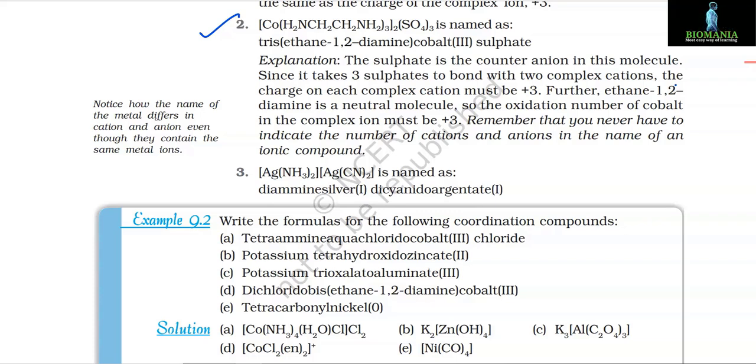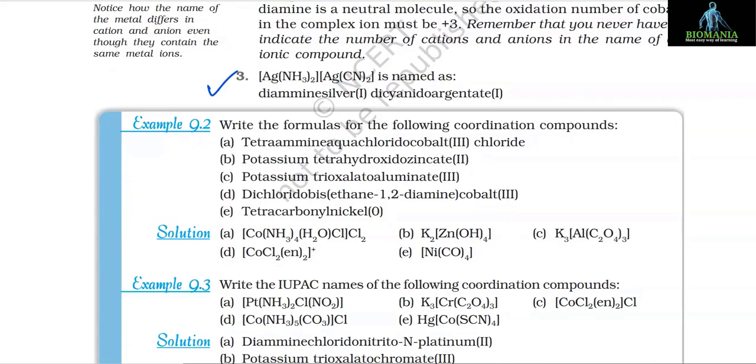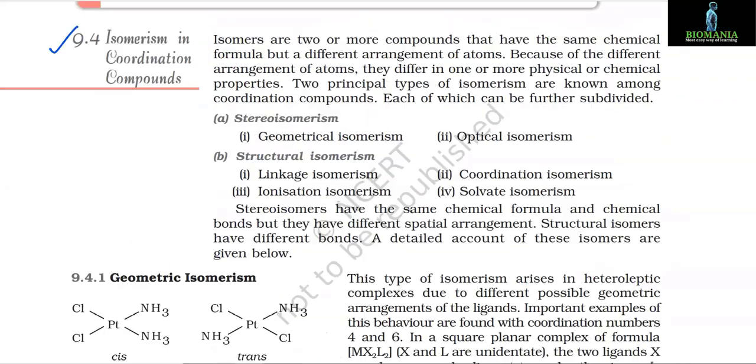Remember that you never have to indicate the number of cations and anions in the name of an ionic compound. Number 3. [Ag(NH3)2][Ag(CN)2] is named as diamminesilver(I) dicyanidoargentate(I).